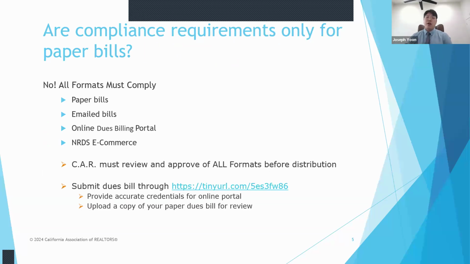Okay. Another reminder, compliance requirements we discussed today apply to all formats. It's not just your paper bills, emailed bills, online dues billing portal, your NERDS e-commerce bill. They must all comply. And another reminder, C.A.R. has to review and approve all formats before your dues bills go out to your members. And it takes around 5 to 7 days after you submit your dues bill. So keep that in mind.